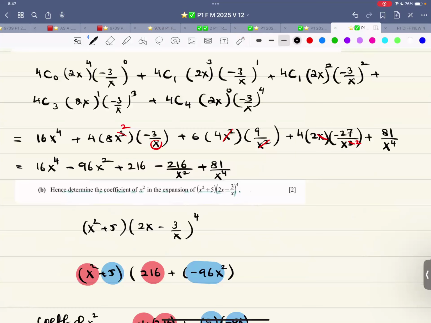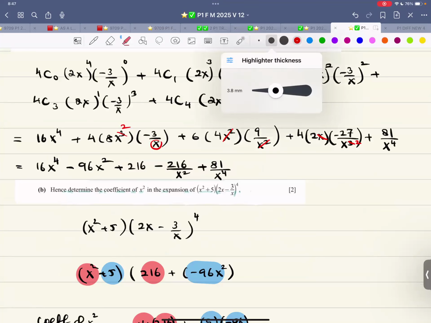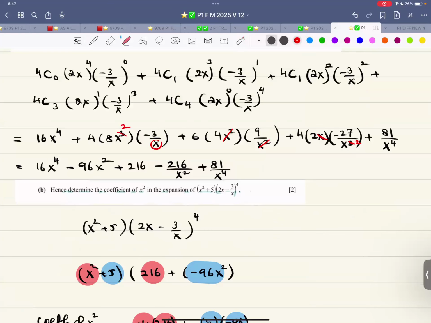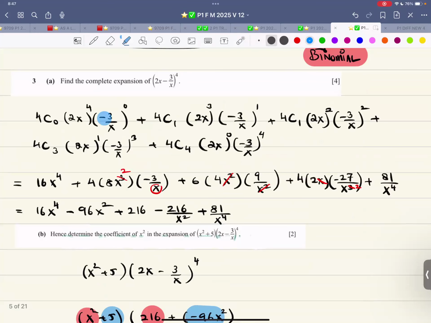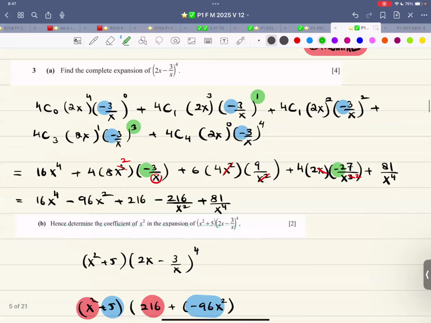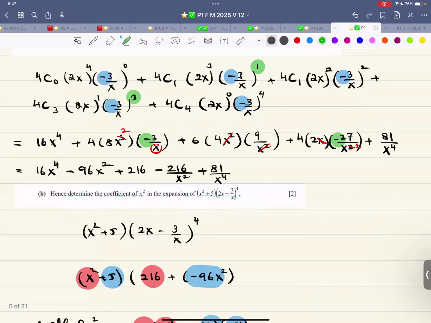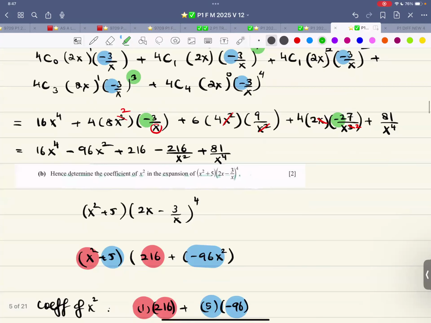So now we have this thing, take care of the plus minus sign. Let me highlight this. Over here, a negative raised to an odd power remains negative. So this negative remains, this negative remains, the other things are positive. Just take care of that, use a calculator, simplify, and so on. Now the second part, it says, hence determine the coefficient of x squared in the expansion of this. So now you have to multiply this.